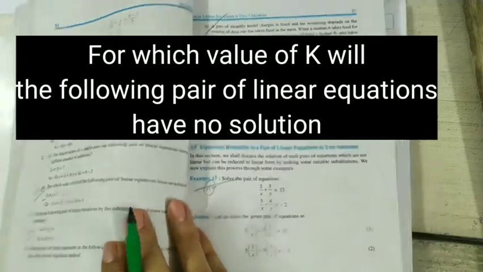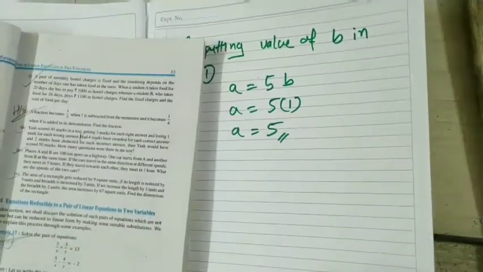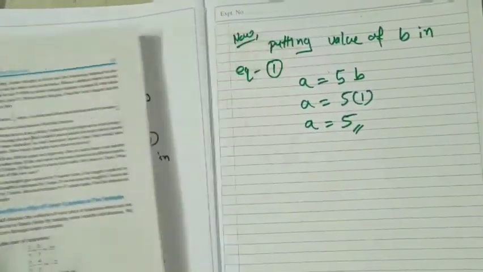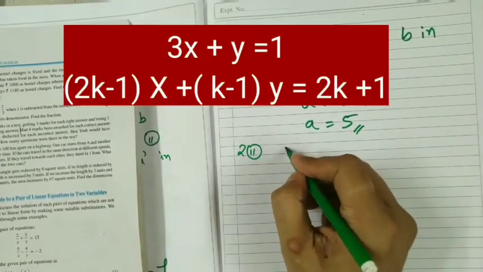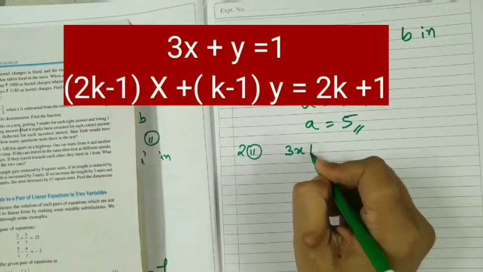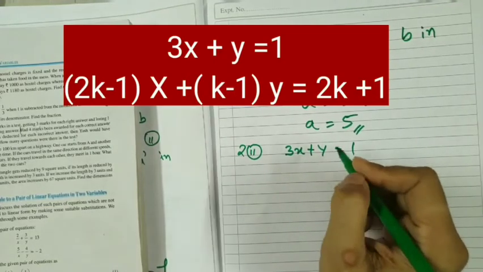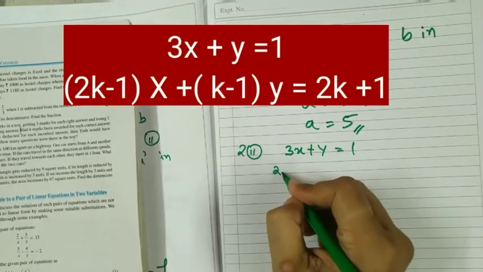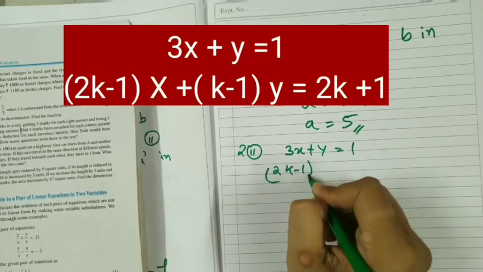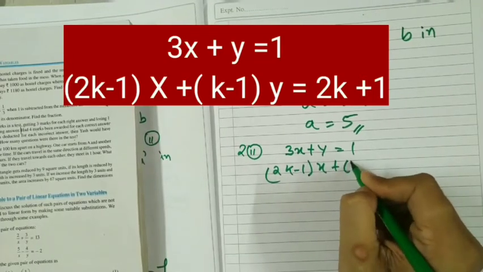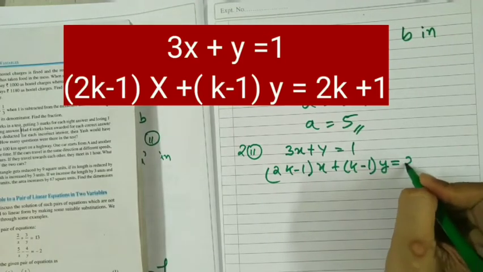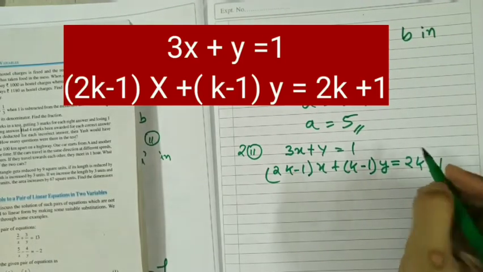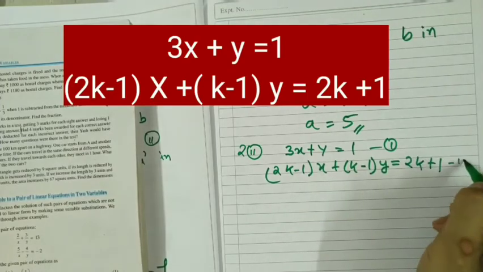Now what we have to do, first we have to write the equations. Okay, so we'll write the equations first. So it is question number 2, Roman number 2. The first equation is given 3x plus y equal to 1, and the second equation is given (2k minus 1)x plus (k minus 1) whole into y is equal to 2k plus 1. Okay, this is equation number 1 and this is equation number 2.